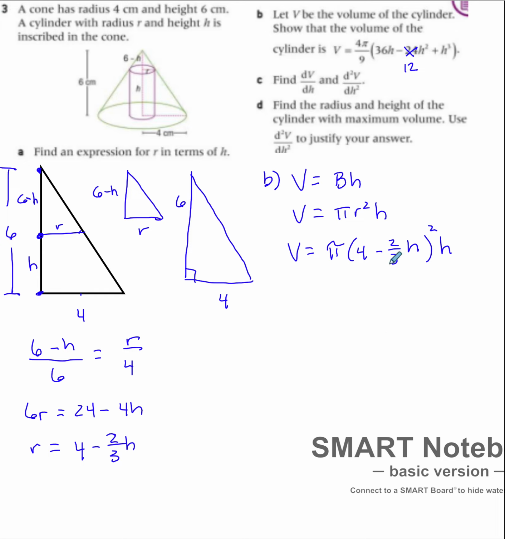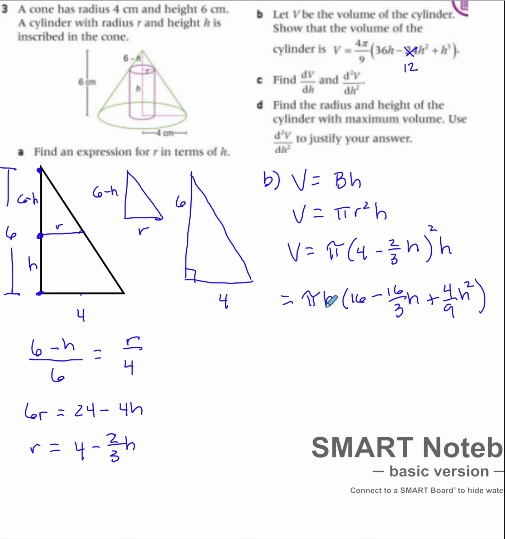I need to FOIL this, and I know you know how to FOIL, so I'm just going to cut right to the chase here. I'm just going to rewrite pi times this thing times h. I'm going to move the h over here, pi h. If you FOIL this, you get 16 minus 16/3 h plus 4/9 h squared. Now I'm going to look back here, and I see that my goal is 4 pi over 9 times (36h minus 12h squared plus h cubed).